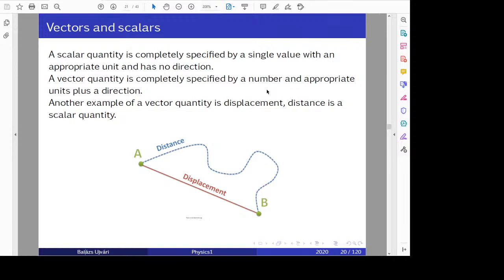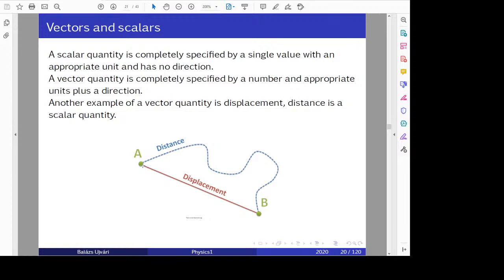Describing something else, for example, the position of your phone in the room, you need a coordinate system, origin, axis, and so on. It's represented by a vector. A vector has a number like 1 meter plus direction. We will see some examples.